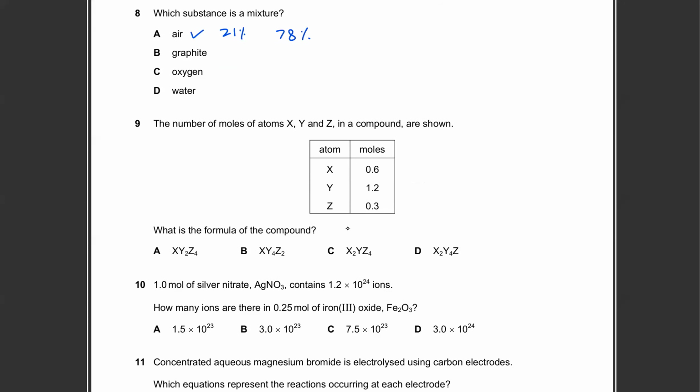Okay, so you've got the number of moles of atoms X, Y, and Z in a compound shown. So he's given you the empirical formula basically. He says that X is 0.6, Y is 1.2, and Z is 0.